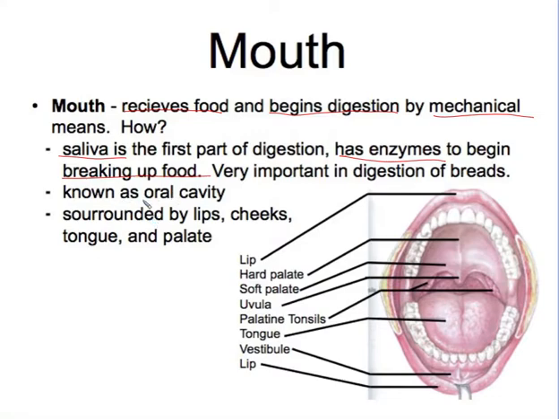Our mouth is known as our oral cavity. It's surrounded by your lips, your cheeks, your tongue, and your palate. So here's a picture. Your lips are on the outside, cheeks are here on either side, left and right. You have your palate at the back. So you have your hard palate, which is the bone structure you feel at the front of your mouth. Your soft palate is behind that, which is tissue. We have your tongue here as well. So those are the different boundaries to your mouth.